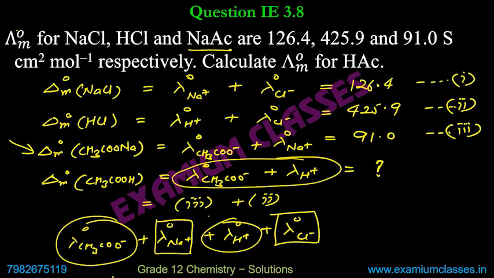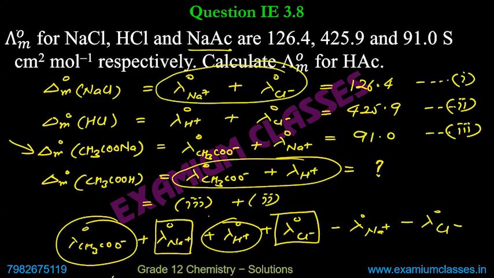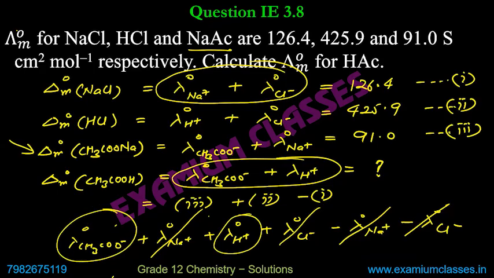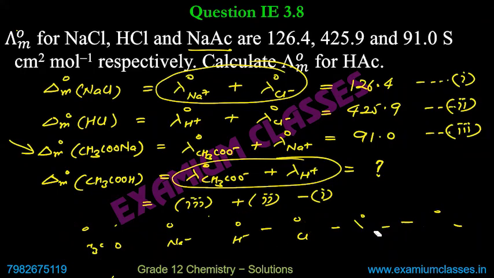These two are extra, so you have to deduct them. You have to subtract lambda naught Na plus and lambda naught Cl minus, which is actually the first one. So if you subtract the first one, you will get just lambda naught CH3COO minus plus lambda naught H plus. These two you will get, and these two are required. Is this clear now, Yastika?